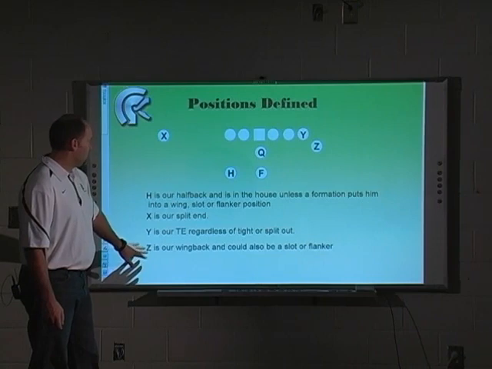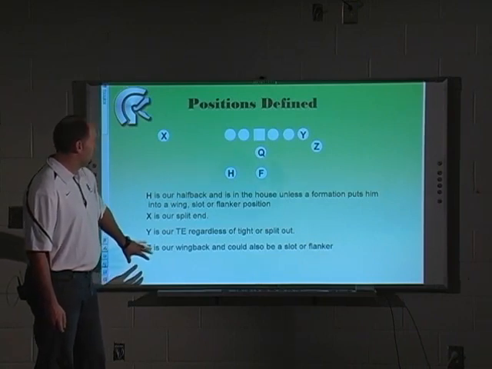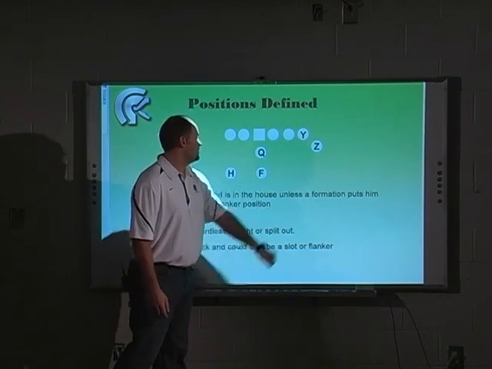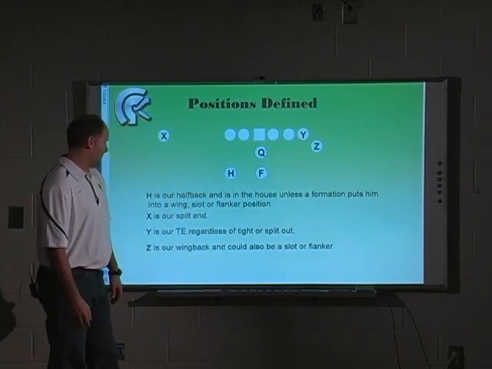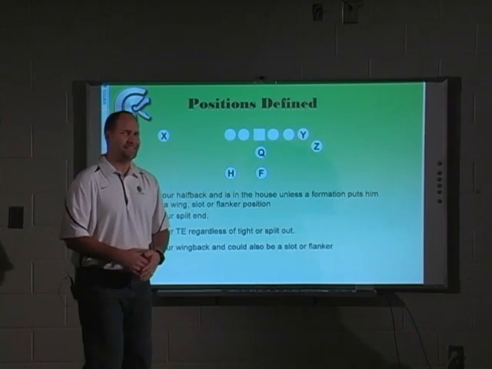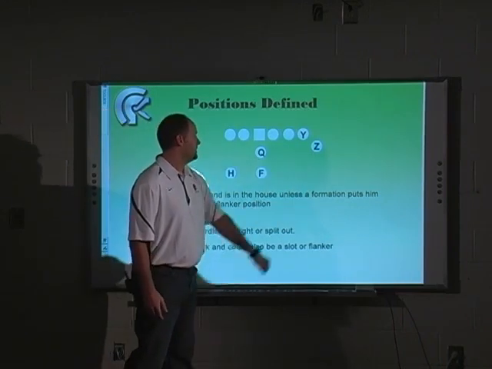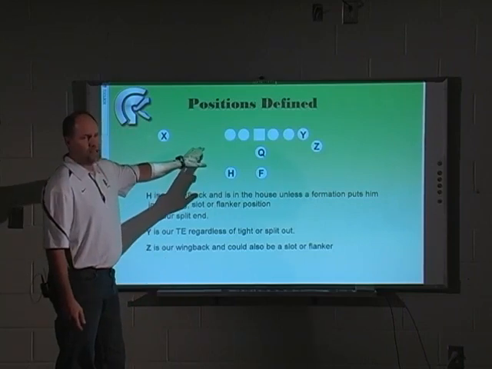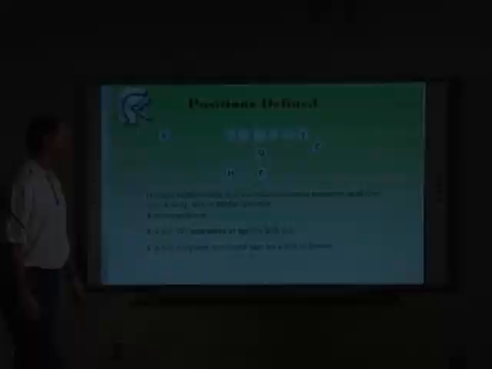And the last position I want to talk to you about that will be affecting what we're talking about today is our Z. Our Z right here is our wing back. And unless a formation takes him from this place, he'll always be there. He again, like the H, can be in a wide slot and also a flanker.